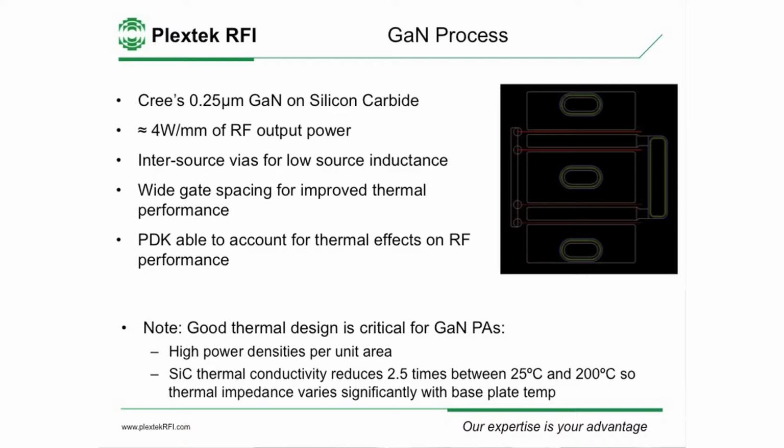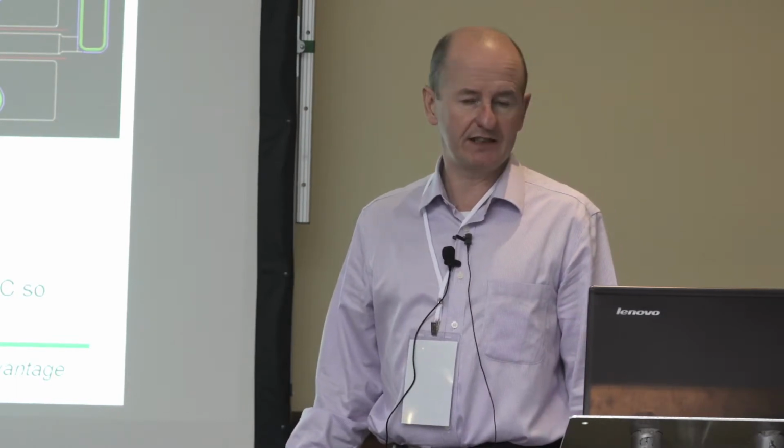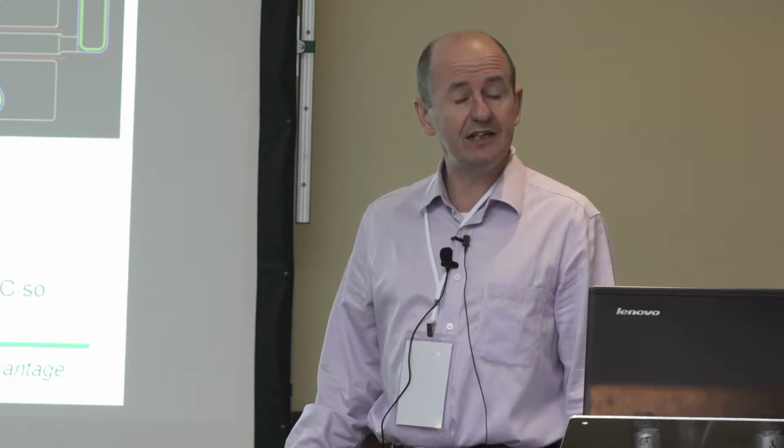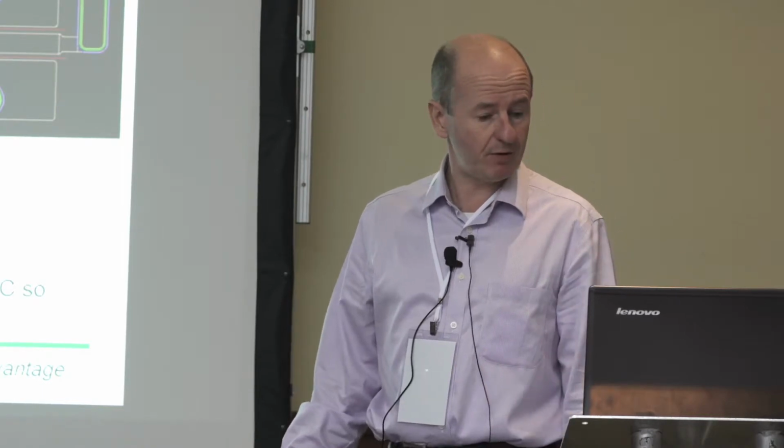Another important note: good thermal design is critical in all ICs, but it's very critical in GaN. People tend to overlook it. Now, we've got a high power density, 4 watts per millimeter. That also means we've got a high level of power dissipated in a small area. Now, silicon carbide, the substrate for this process, has a great thermal conductivity. It's got a thermal conductivity better than gold. Who'd have thought it? However, this is an important point.